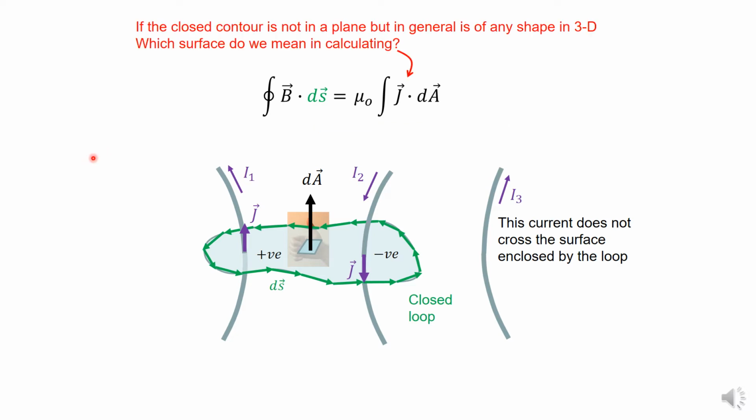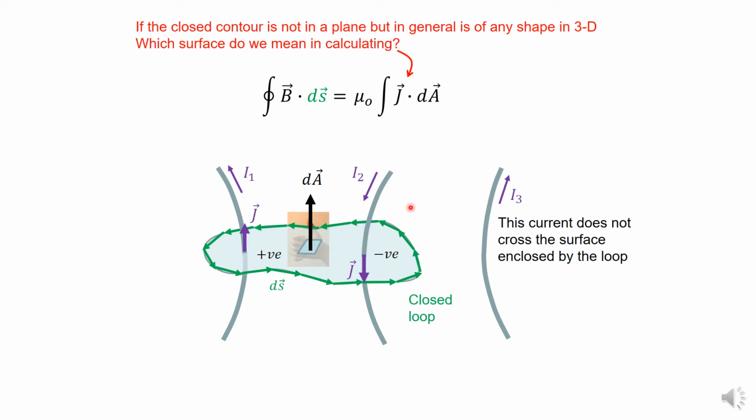Comes the issue. If the closed contour, this closed contour, is not in a plane, but it's in general in any shape in 3 dimensions. For instance, you get an elastic band in a closed loop and reshape it in any direction you want, any shape, so it's not in one plane. Then the question becomes, which surface do we mean when we want to calculate this integral? To calculate this integral, you need to choose a surface. So which surface should we take?